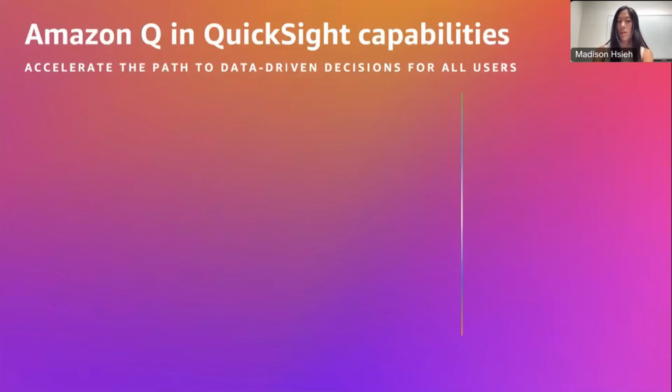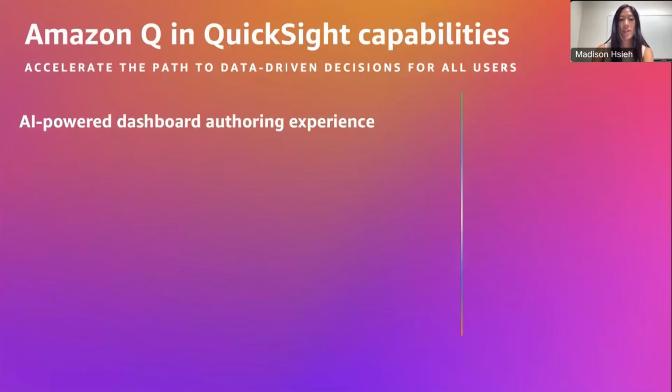Okay, so now I'm going to highlight some of our capabilities within Amazon Q. So if you aren't familiar already, Amazon Q is our generative BI features within our Amazon QuickSight product. So the following features include an AI-powered dashboarding authoring experience. So if you are an author in Amazon QuickSight, which means that you are able to build analyses and dashboards for your users, you are able to use generative BI capabilities and natural language to help make the authoring experience easier. So that includes creating visuals using natural language, editing visuals, and creating calculated fields using natural language as well.